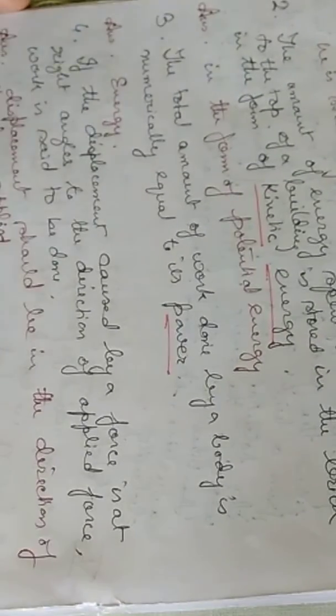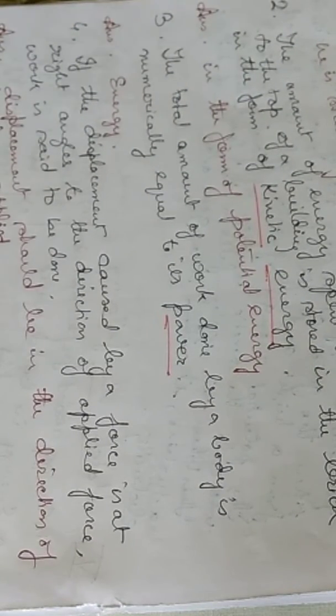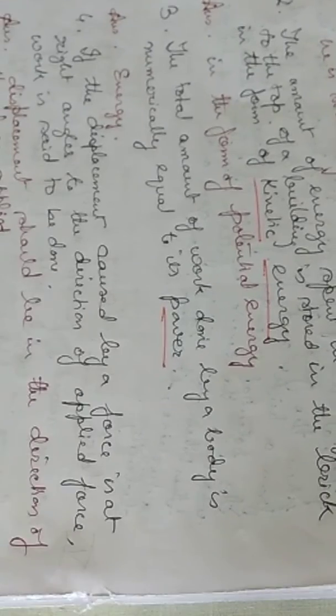Okay. Now, the total amount of work done by a body is numerically equal to its power. No, equal to its energy. Then, if the displacement caused by a force is at right angles to the direction of the applied force, work is said to be done. No, this is false because the displacement should be in the direction of the force applied.